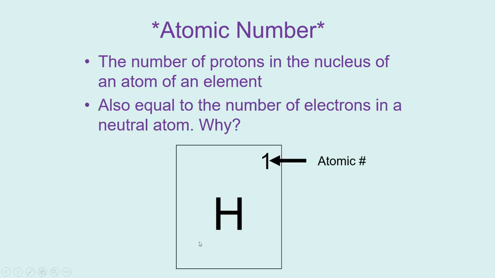And so to find that, it's usually going to be at the top of your periodic table box. It might be in the top right corner, it might be in the top middle, but it's usually going to be at the top, and it's going to be a whole number. So that's going to be your atomic number. So again, the atomic number tells us the number of protons in the element, but it also tells us the number of electrons in the element as long as the atom is neutral. Remember, neutral means it has no charge. So in order for an atom to be neutral, all of its positively charged protons have to be balanced out by all of its negatively charged electrons.